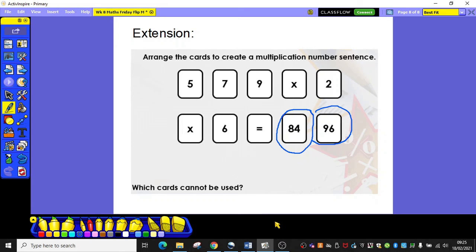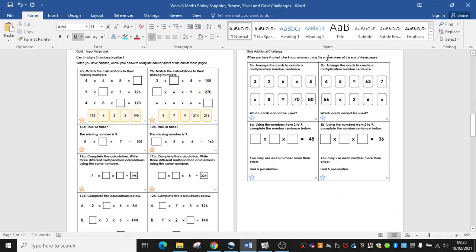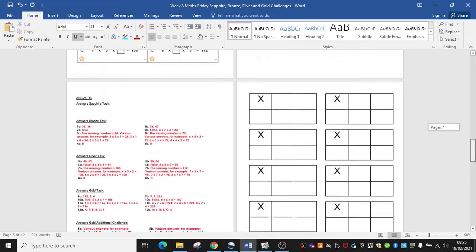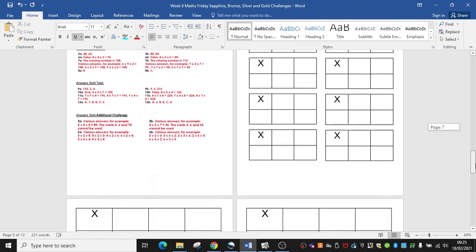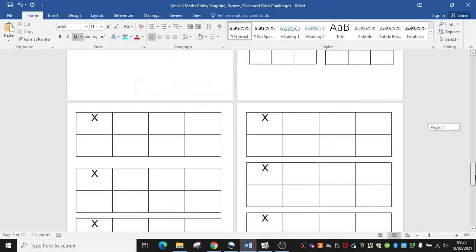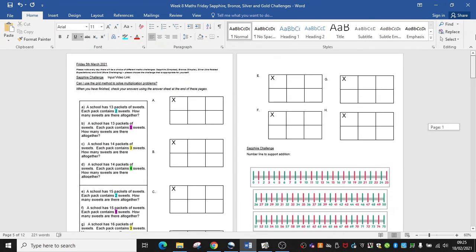I hope you enjoy your challenges today, Year 4, and don't forget that all of the answers, it does say at the top of your questions, but all of the answers are provided. And there are some spare grids there should you need them at all, but possibly other than the Sapphire group, you might not need to use your grid method today.